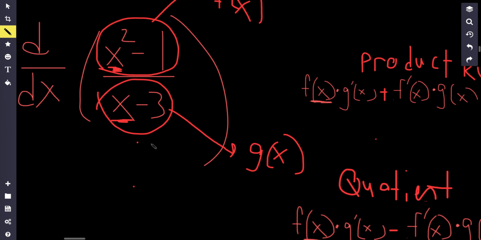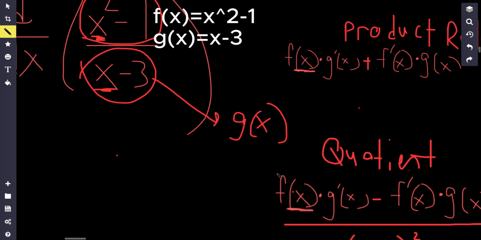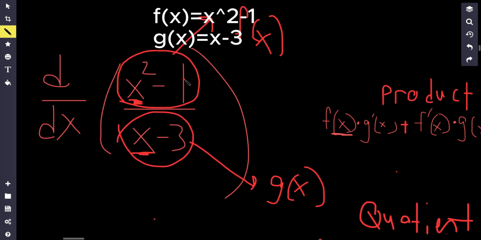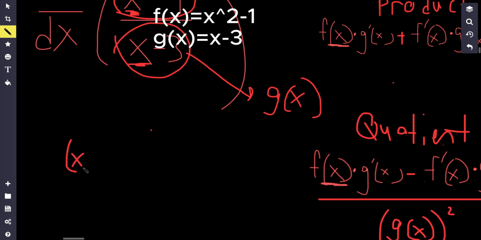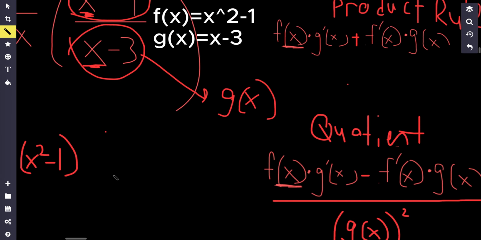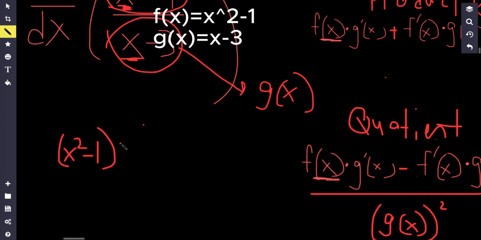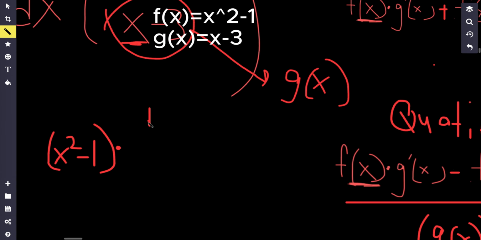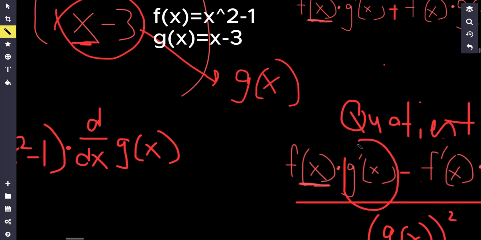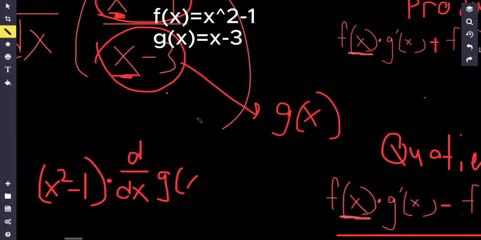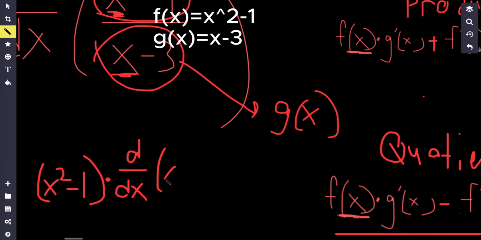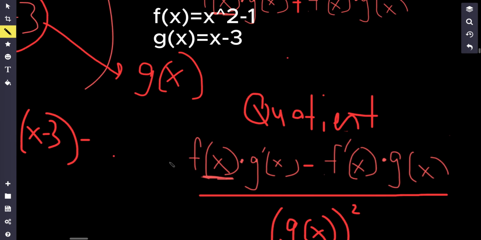So let's do it. So the quotient rule, you keep the top function, so you're going to keep the f of x. And then you're going to multiply it by g prime of x. So you're going to multiply it by the derivative of g of x. G prime of x is the same thing as the derivative of g of x. So we know that g of x is just x minus 3. So it's just going to be the derivative of x minus 3. And this is going to be subtracted by f prime of x.